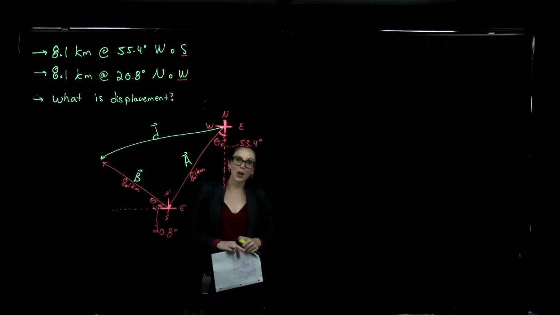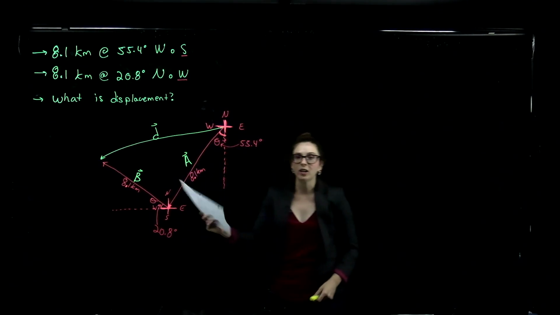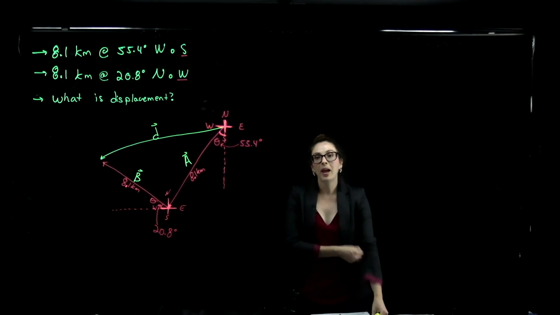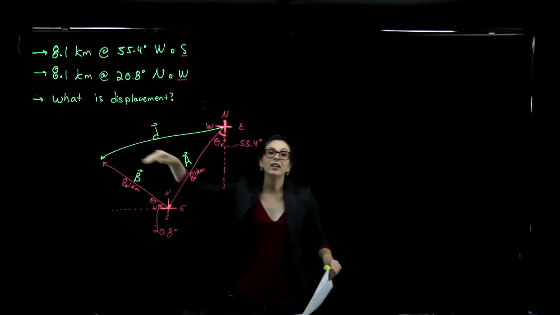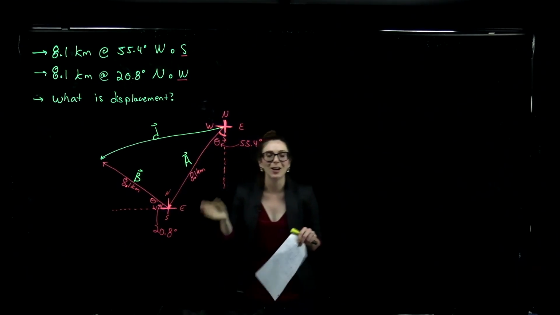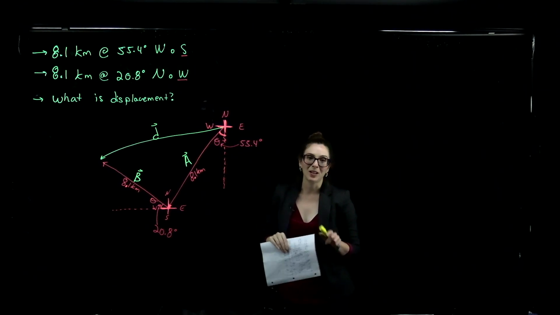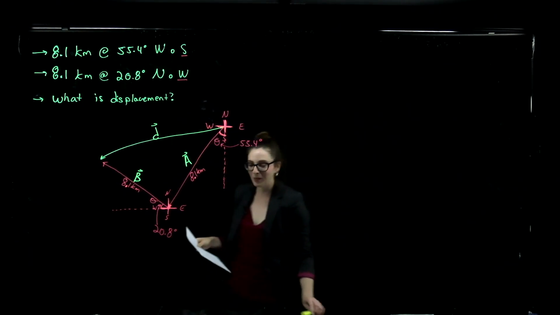Okay, so we have two vectors, A vector, B vector. We sum up A and B vector. That gives us D vector. We take the magnitude of D vector. That gives us our displacement. Okay, the magnitude of our displacement.